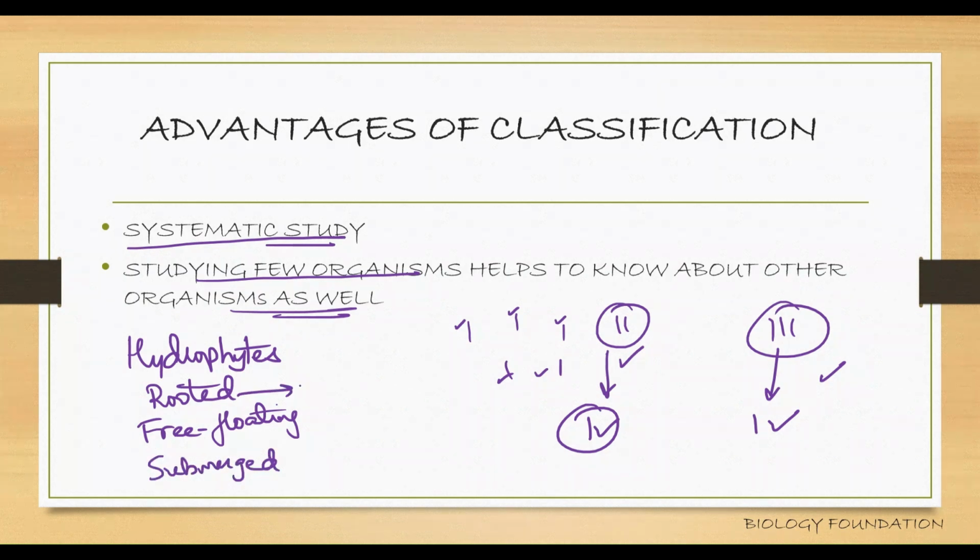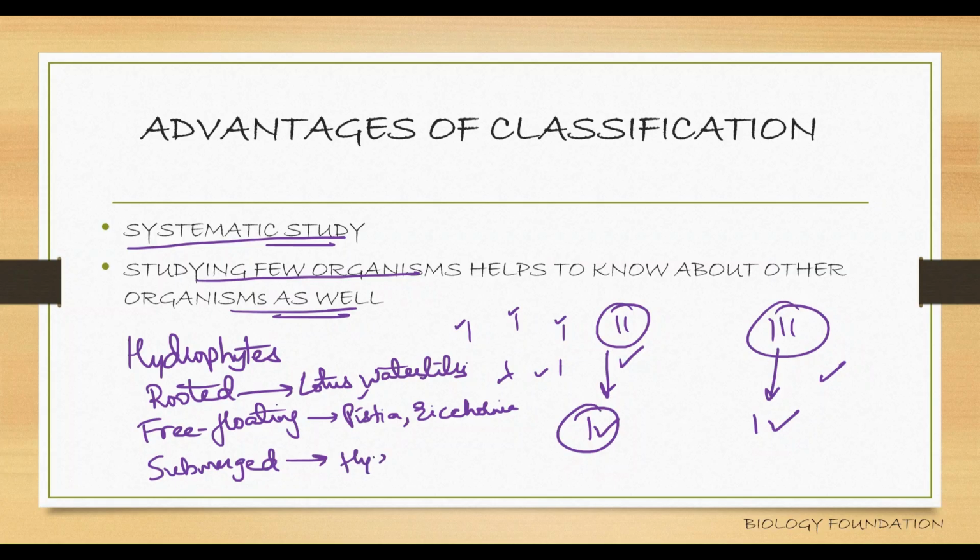Rooted hydrophytes examples are lotus, water lily, right? And free floating hydrophytes example Pistia, Eichhornia. I did not include its picture. Submerged hydrophytes Hydrilla and Vallisneria. That is what we have learned earlier, right?